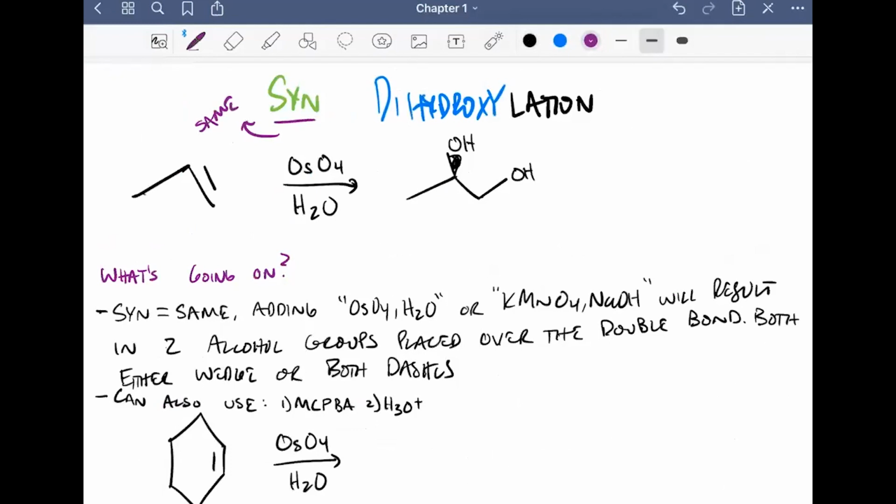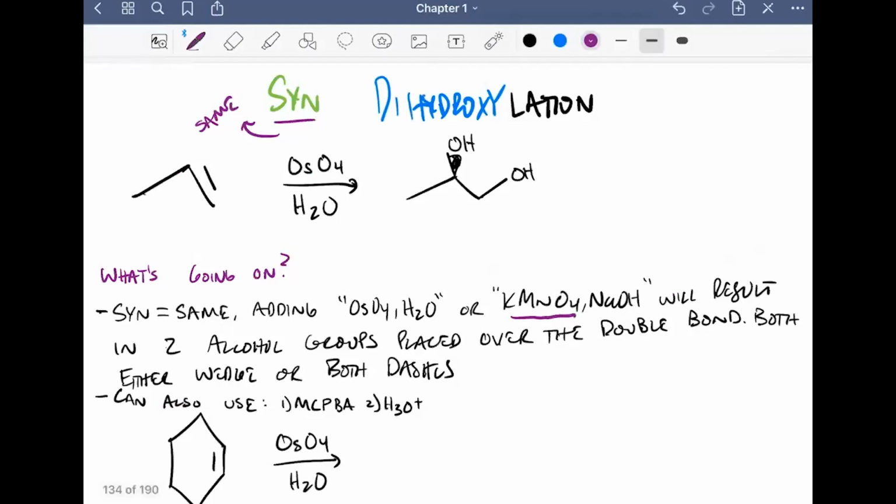For this one, we're adding two of the same alcohol groups. So we use OsO4, H2O over your arrow, and that gets you two alcohol groups over the double bond, which could be either wedges or dashes. And I wrote in here that syn means same, so you could add what I added up there, or you could add KMnO4, NaOH. So don't be afraid if you see that over the double bond as well. That means the same thing as the reagent I used up there. It will result in those two alcohol groups being placed over that double bond.